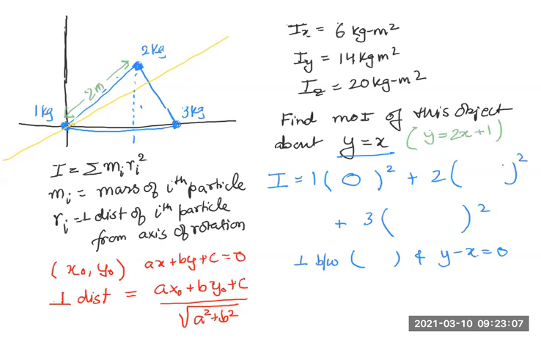This is 1, this is root 3. We have already found this, right? So we are finding the perpendicular distance of 1 and root 3 with y minus x. This will be equal to root 3 minus 1 whole divided by the root of a square plus b square, that is root 2.